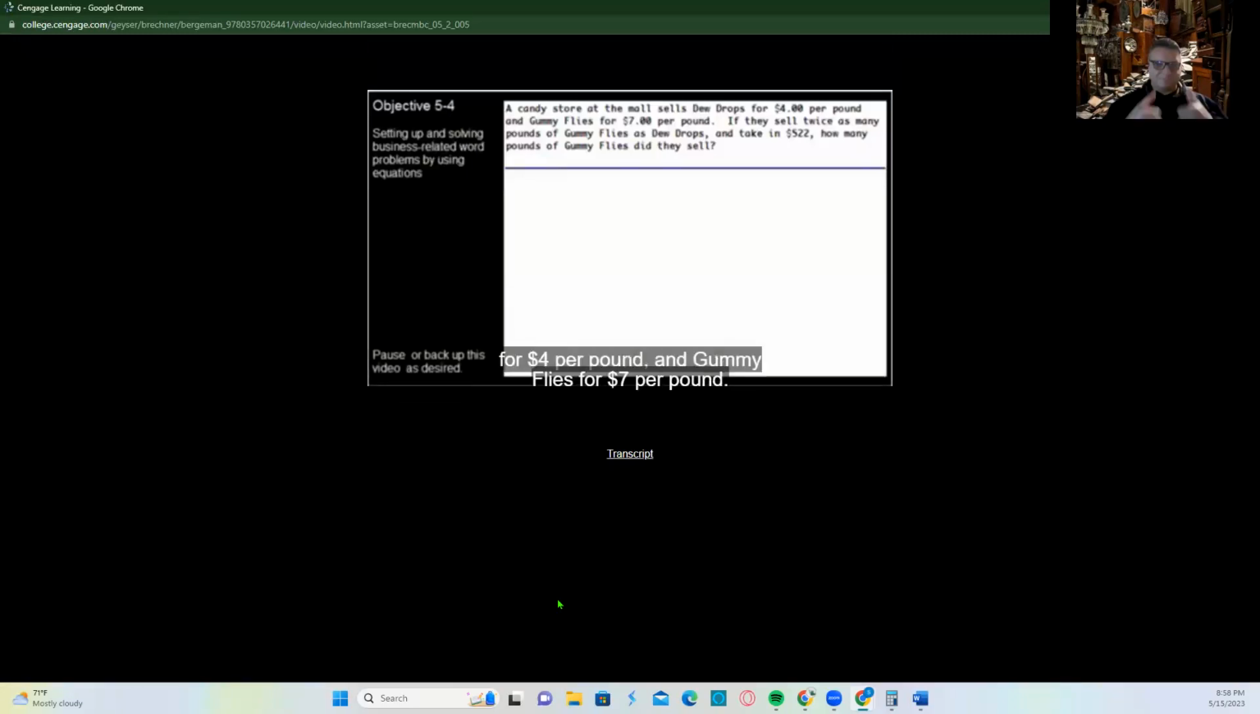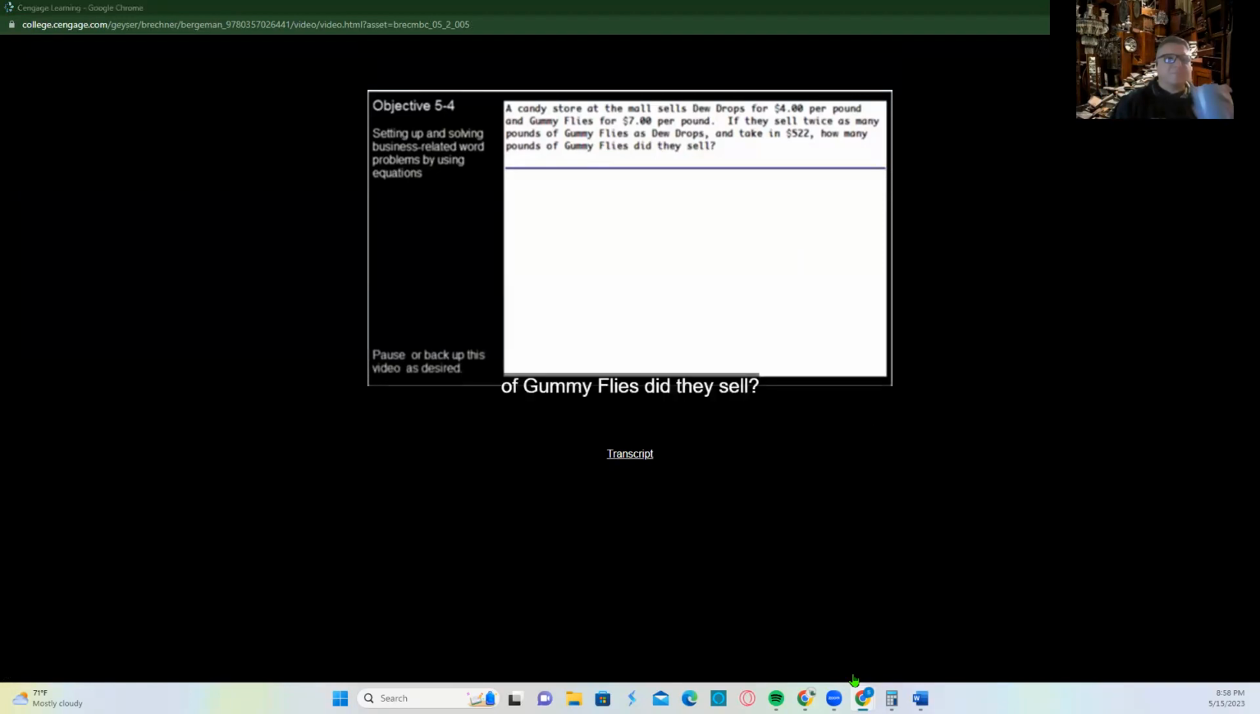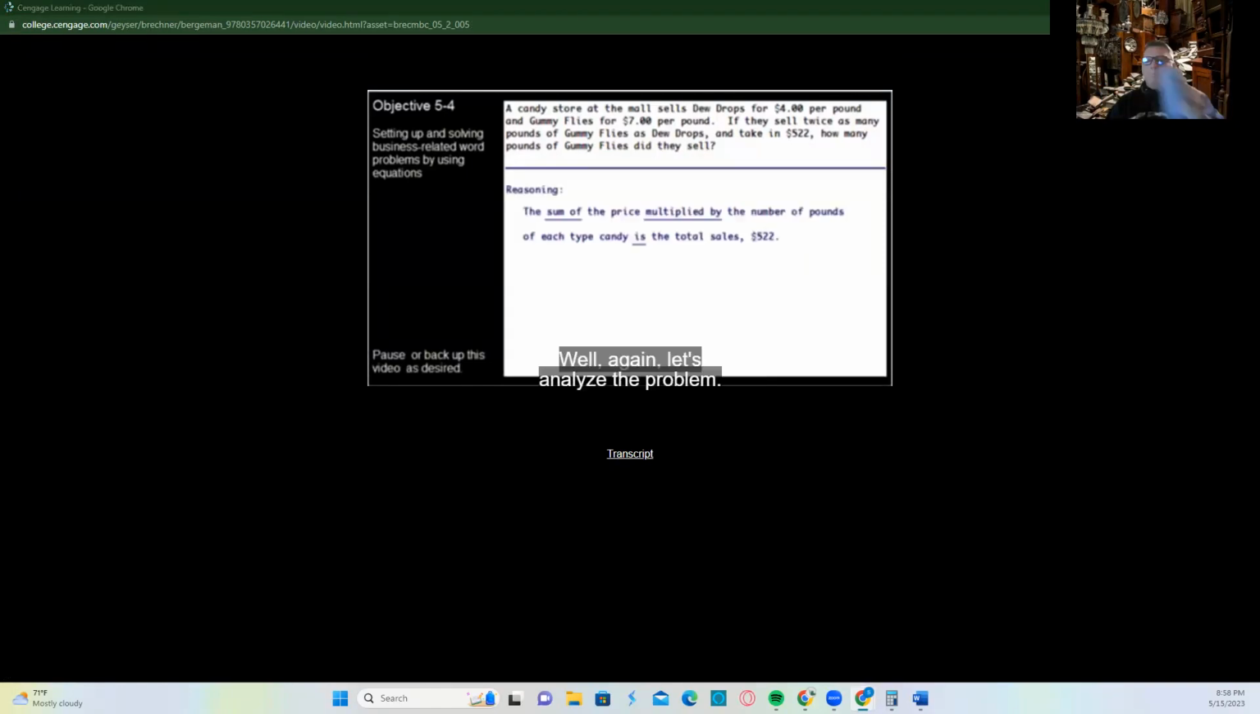A candy store at the mall sells dewdrops for $4 per pound and gummy flies for $7 per pound. If they sell twice as many pounds of gummy flies as dewdrops and take in $522, how many pounds of gummy flies did they sell? Well, again, let's analyze the problem. We know that the sum of the price multiplied by the number of pounds of each type of candy is equal to the total sales.